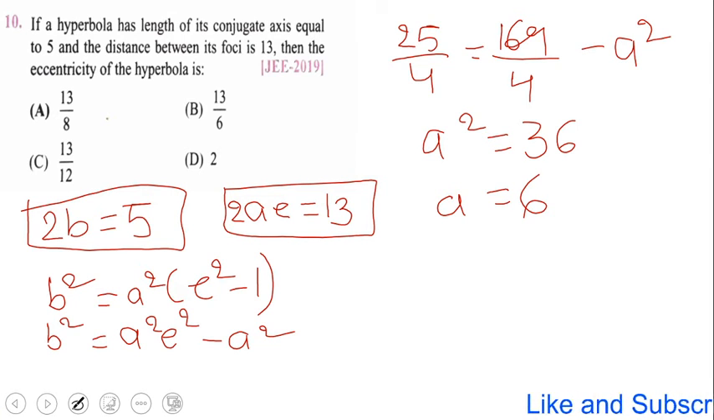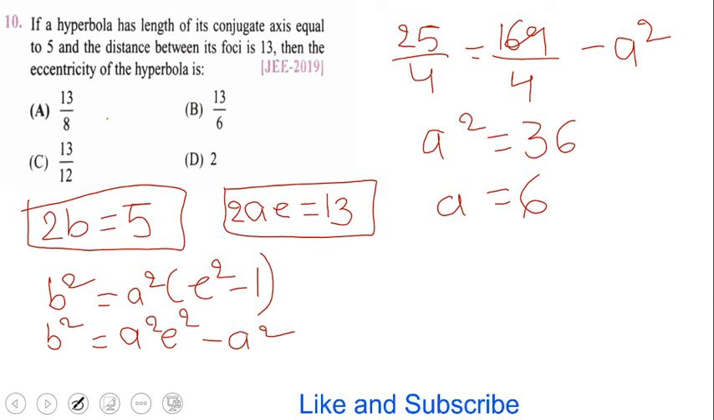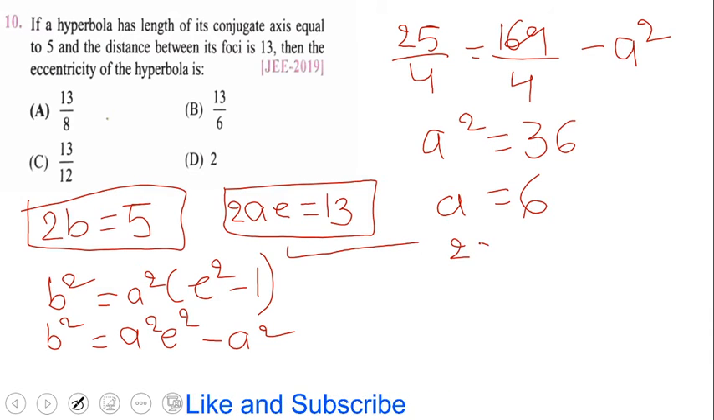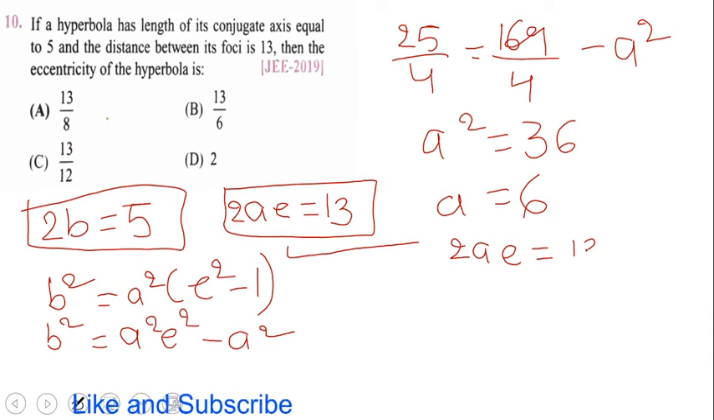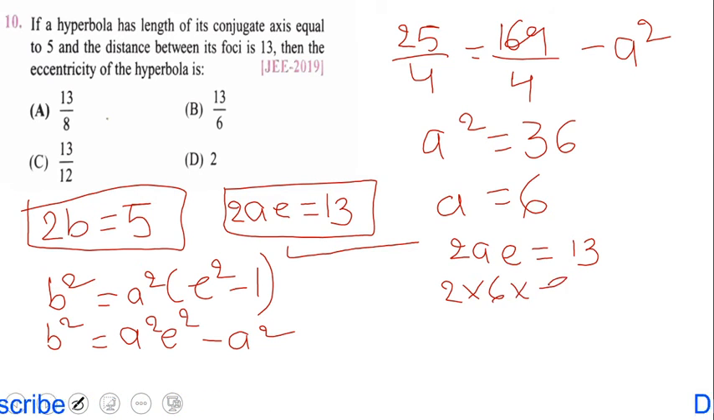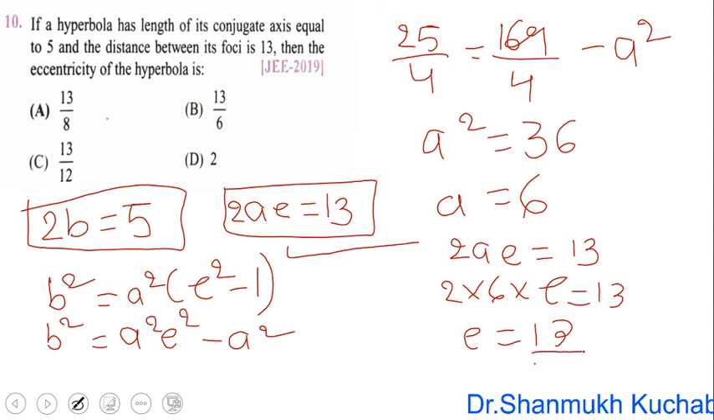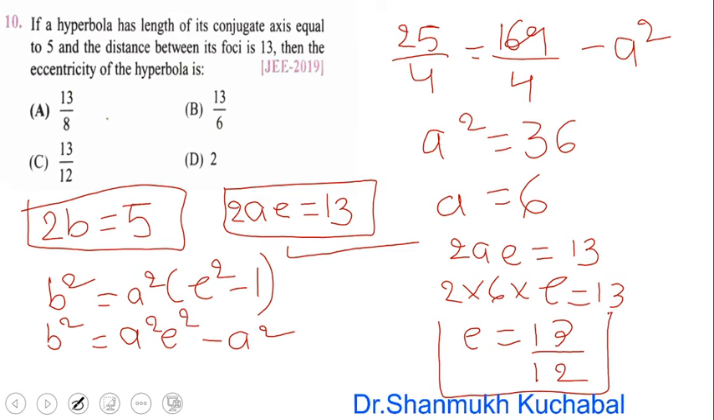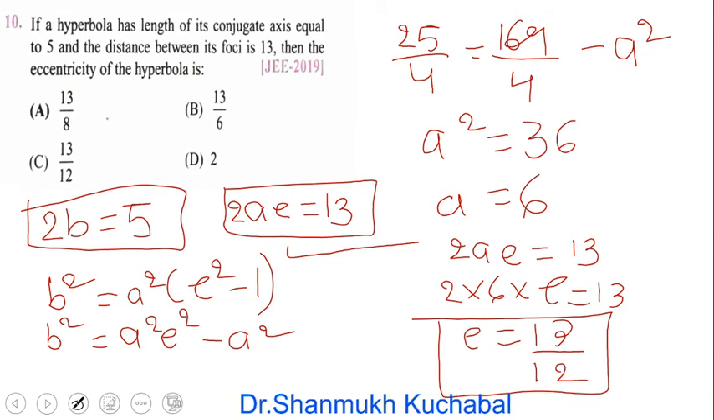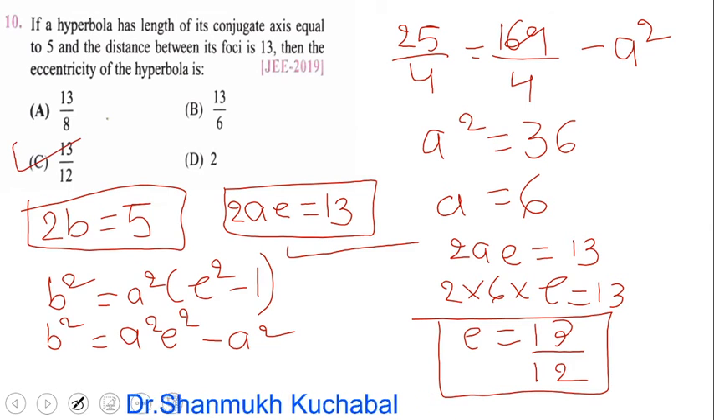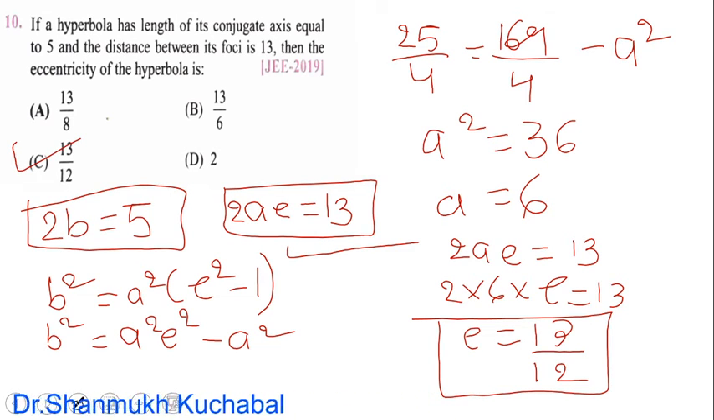Then we have to find the eccentricity of the hyperbola. So I am using this expression, 2ae equal to 13. I substitute a as 6: 2 into 6 into e equal to 13. So e is 13 divided by 12 here. So option C is the right answer here. Like this we have to simplify. Very easy it is, we can simplify in this way.